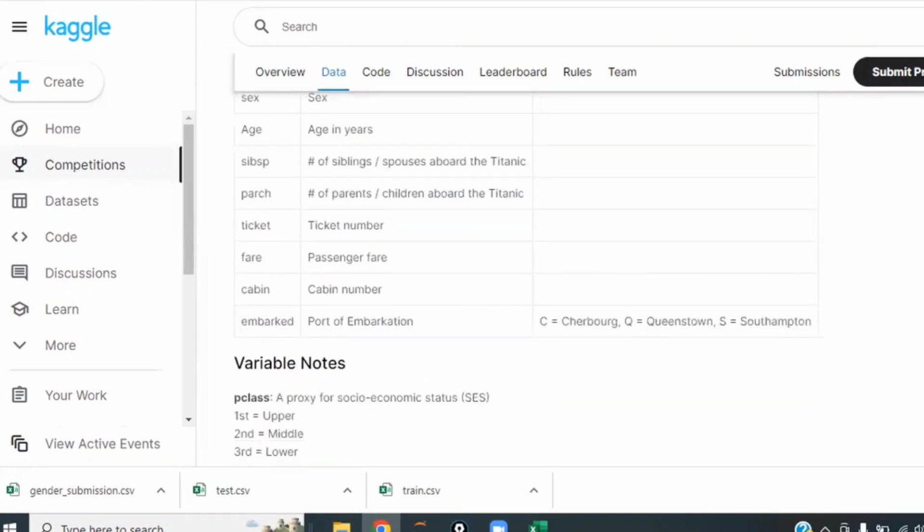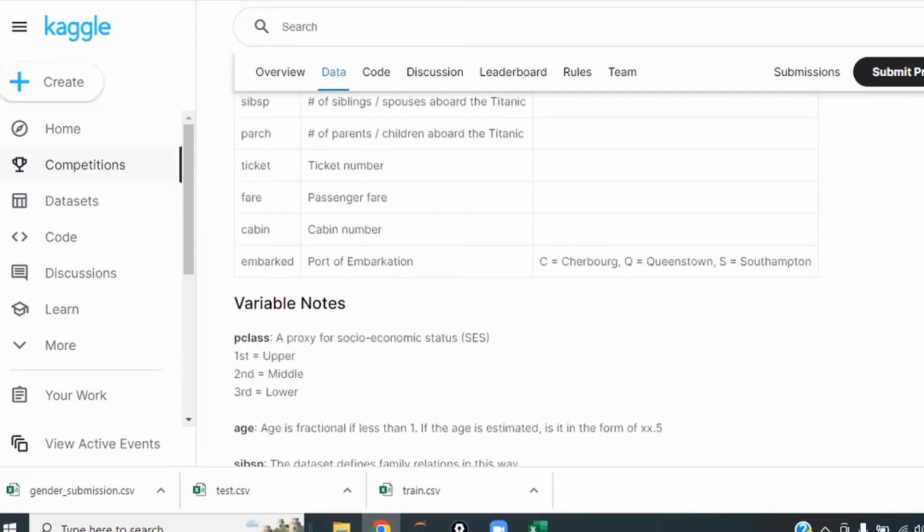Now, ticket number, the ticket they have. Then fare, the passenger fare, and cabin number. Embarked means at what station they boarded the Titanic ship. In the movie, they showed only one starting location, but actually the ship started from three places. There were 3 stops in total.